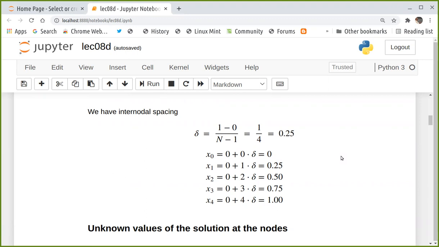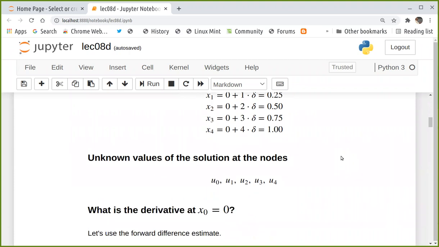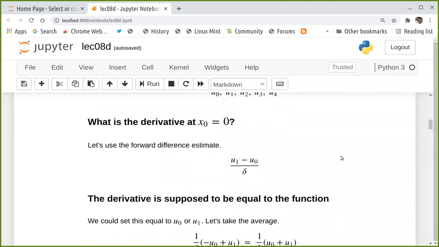And now we label the unknowns. So u is the approximation to this function y, and u sub i means this is my numerical approximation to the function y at the point x sub i on the unit interval. So you have unknowns u0, u1, u2, u3, u4. And we would ask, what's the derivative at x0, which is equal to 0?